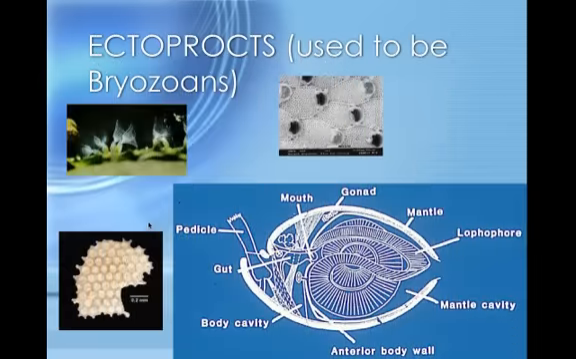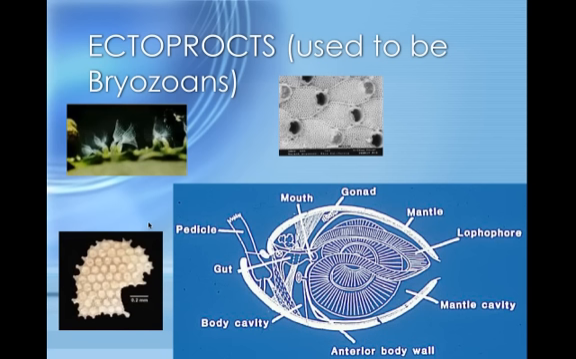The next phylum are the ECTOPROCTS. These were formerly known as Bryozoans. These are lophophorate animals. They have the lophophore, which is a horseshoe-shaped fold of body wall that has ciliated tentacles that surround the mouth, which draws water towards the mouth and traps food. They also have true coeloms lined with the mesoderm.